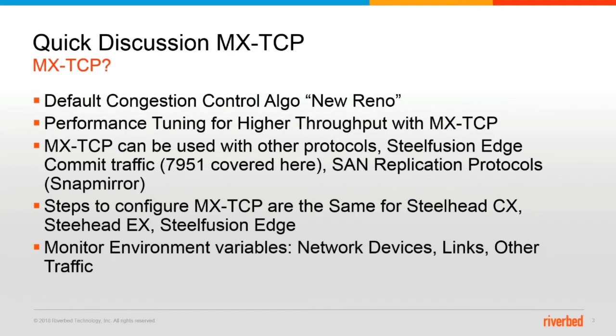Steelhead and SteelFusion products both use a default algorithm called New Reno for congestion control. When you're working with performance tuning and trying to increase or maximize throughput over a pipe, that would be when you might consider using MX TCP. MX TCP can be used with multiple different protocols. In the case of SteelFusion Edge, we use MX TCP often for trying to increase commit traffic throughput on port 7951. We often use MX TCP in the case of SAN replication protocols such as SnapMirror.